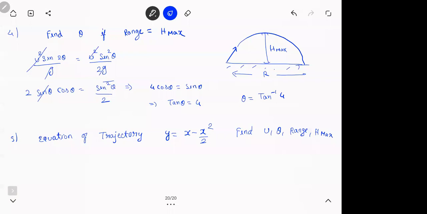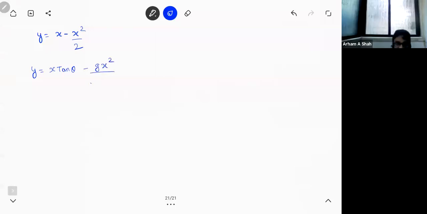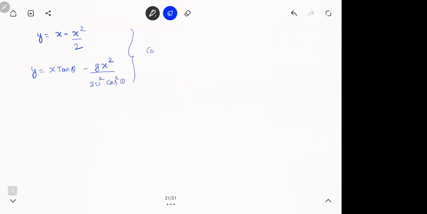Any answers, sixth one? I'll just turn the page for this guy. So what can you do here? Remember the equation of a trajectory. So theta is 45. Compare these two, na?